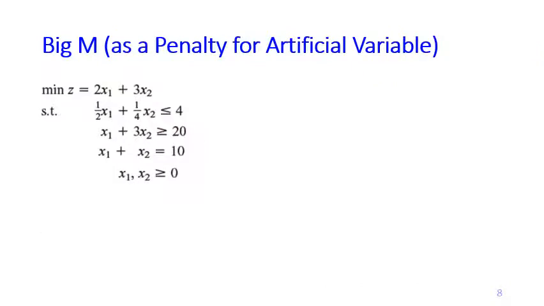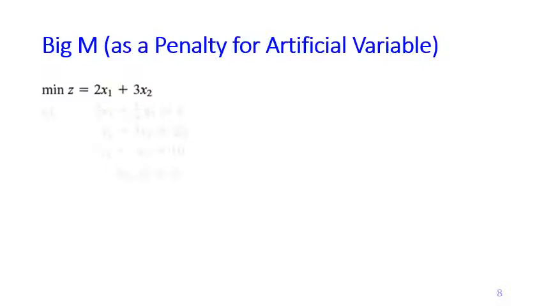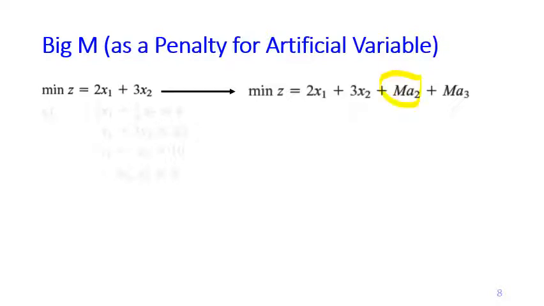The idea in the Big M method to prevent artificial variables occurring in the optimal solution is to give a penalty for each of the artificial variables. Okay, so let's ignore the constraint. And then this is the original objective function. What Big M does is add a penalty for each artificial variable. For the minimization problem, the penalty is plus Big M. So Big M is a very big, very large positive number.